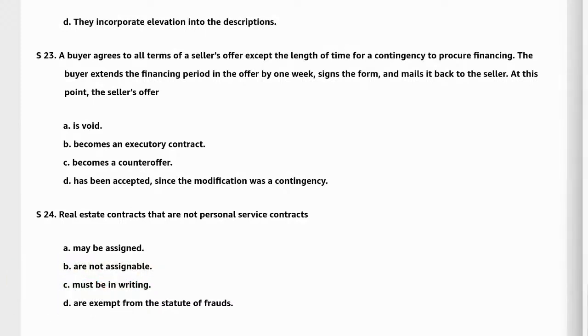Okay, number 24. Real estate contracts that are not personal service contracts are what? A, may be assigned. B, are not assignable. C, must be in writing. Or D, are exempt from the statute of frauds.